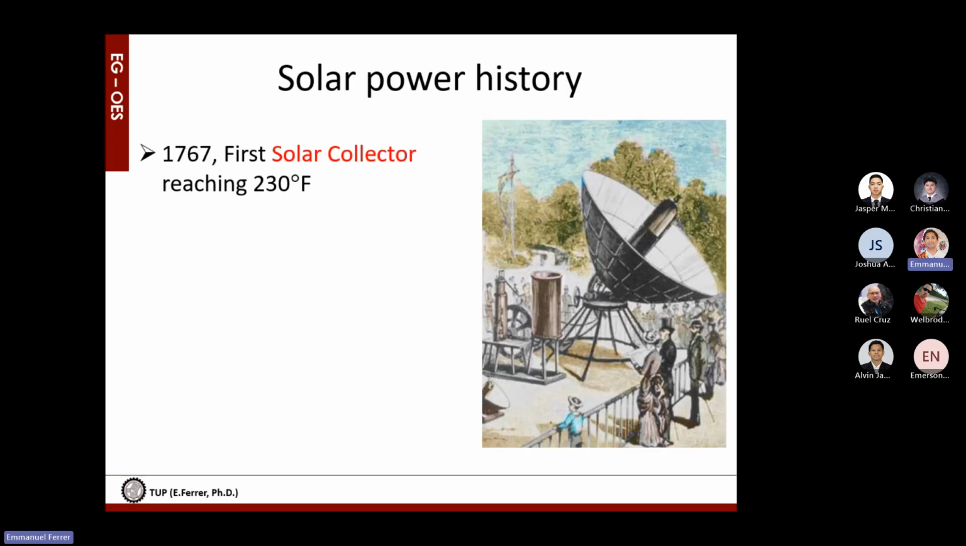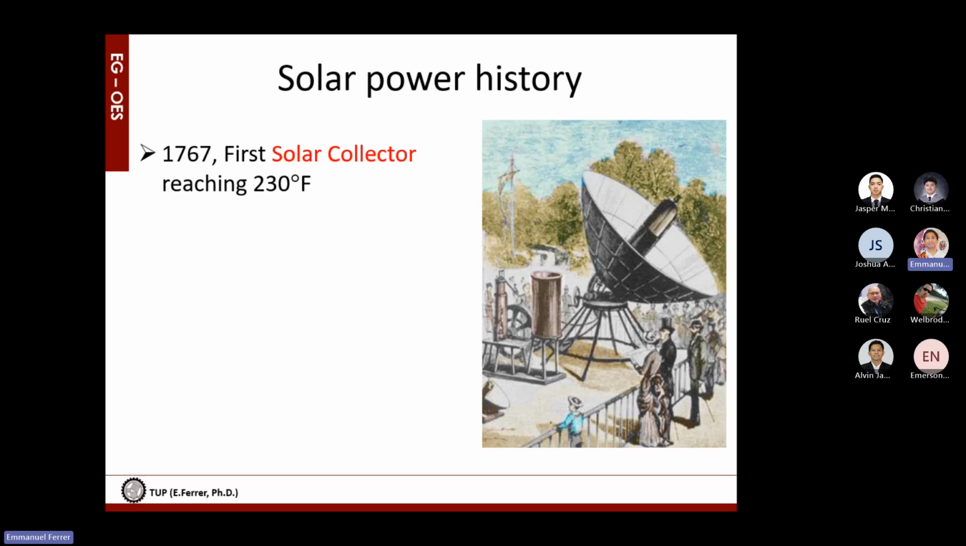Ito na yung sinasabi ko kanina, no? Solar concentrators. Kasi tayo medyo familiar tayo sa solar photovoltaic, mga cells, no? Mga modules. But, ayan, according to history, mas nauna pala talaga to. Kaya lang sumikat yung photovoltaic o solar PV. Mas nauna pala yung mag-concentrate ng solar power.